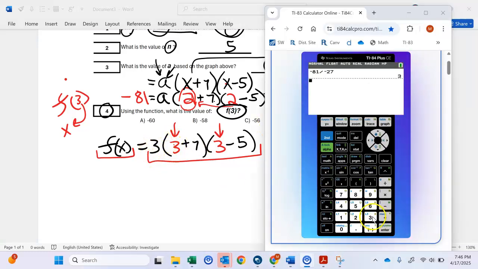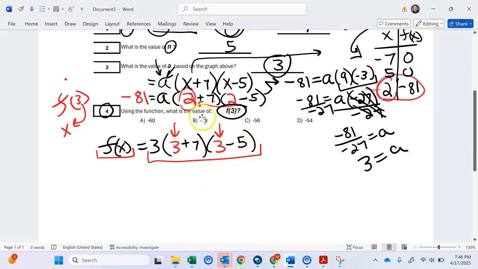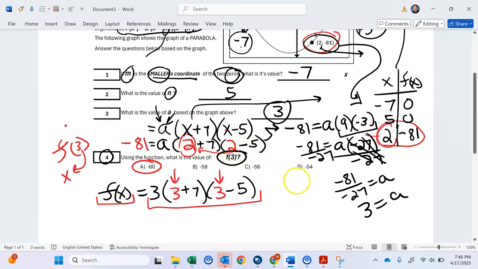Just carefully do that. Remember, the first number is 3, and then parenthesis, 3 plus 7 parenthesis, and then the next one, parenthesis, 3 minus 5 parenthesis, and then hit enter, and we get negative 60, okay? So let's go back here, that would be A. So that's the correct answer right there. That's how we do this kind of problem, okay?